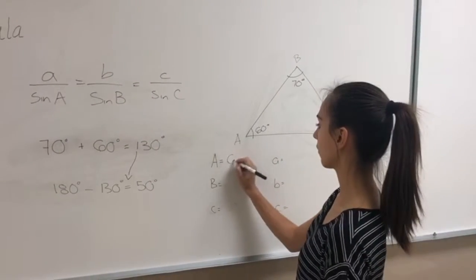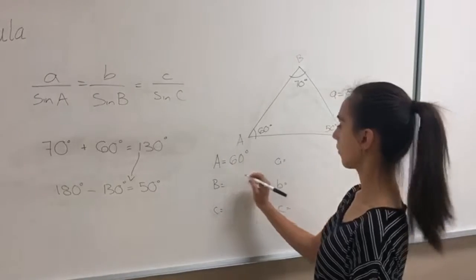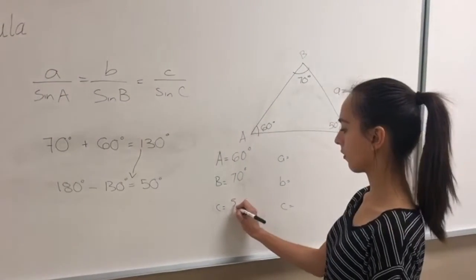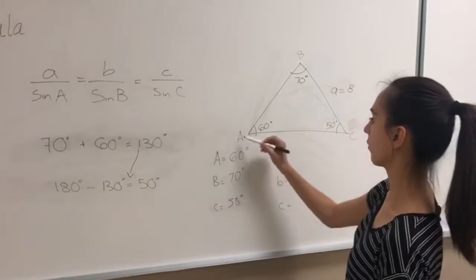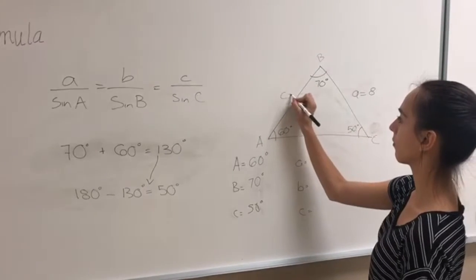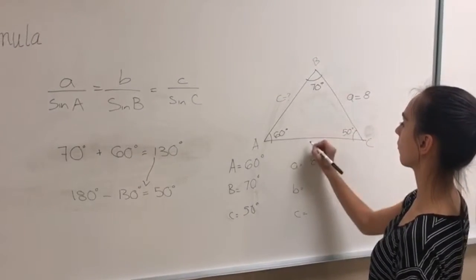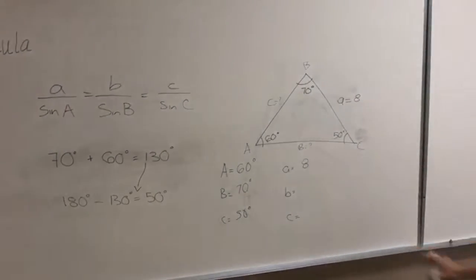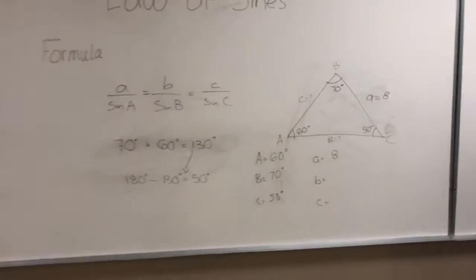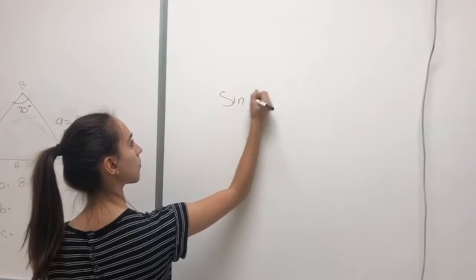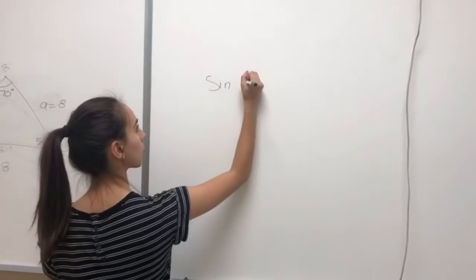Then the only thing that you're missing is the sides of the triangle. You have the angles inside the triangle, which are 60, 70, and 50, and you only have one side, which is 8, and that is A. But you're missing the B and the C. You have to use the formula to get to the other sides.